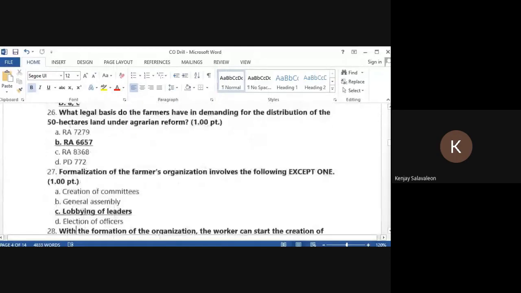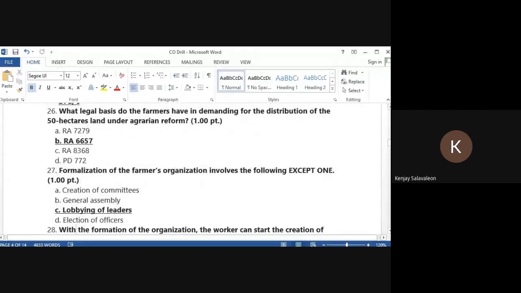26. What legal basis do the farmers have demanding for the distribution of the 50-hectare land under agrarian reform? It is RA 6657. Ano pala yung RA 6657? Ito, careful din tayo sa ganito ha, kasi even if community organizing na yan, example nito, may kasali pa rin SWPP. Ganyan naman talaga, no? So yung RA 6657 is the CARP, no? Comprehensive Agrarian Reform Program. Ano naman yung RA 7279? Ito, napaka-objective.